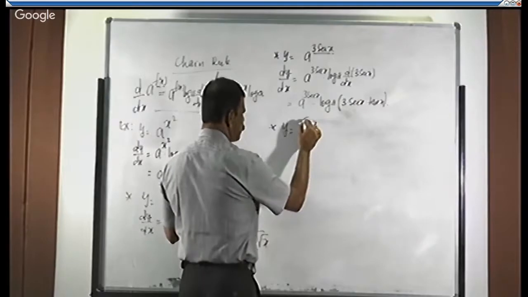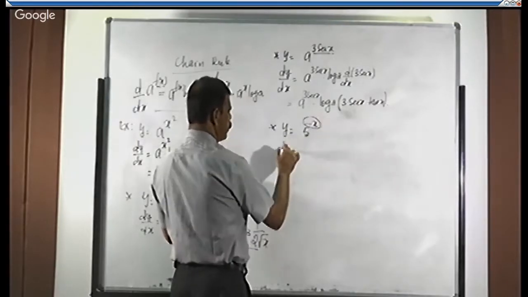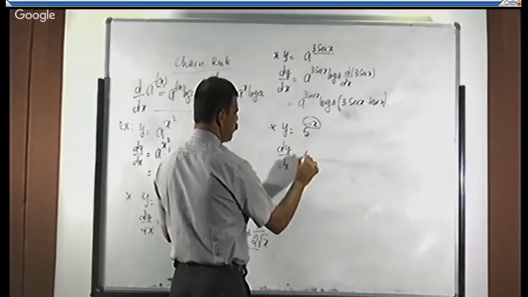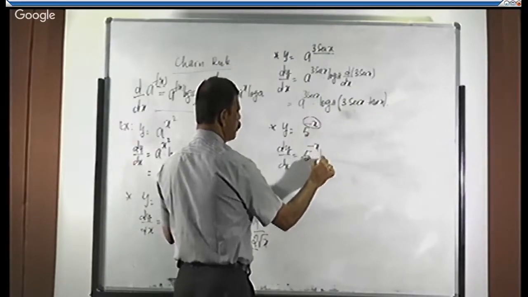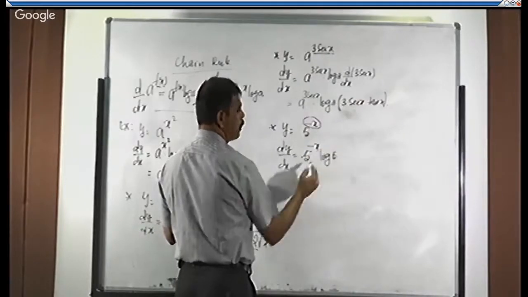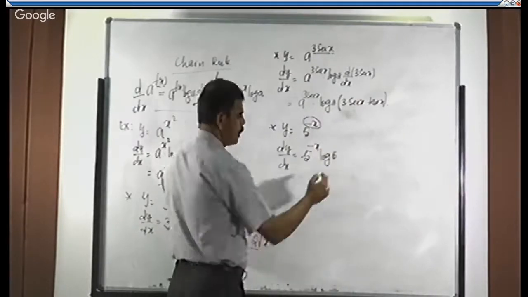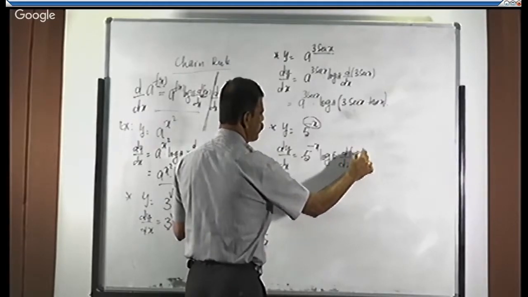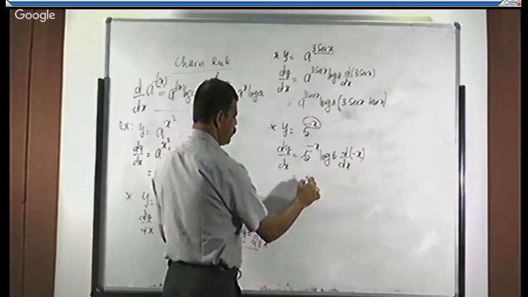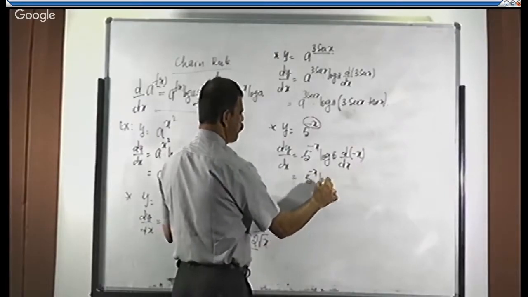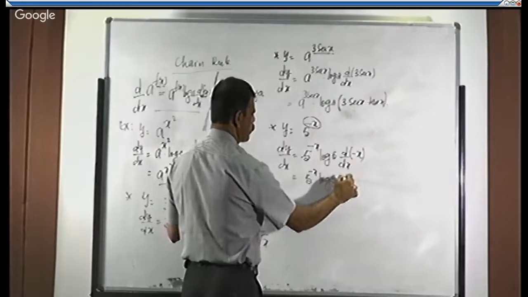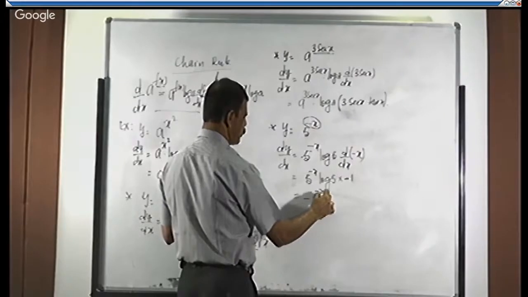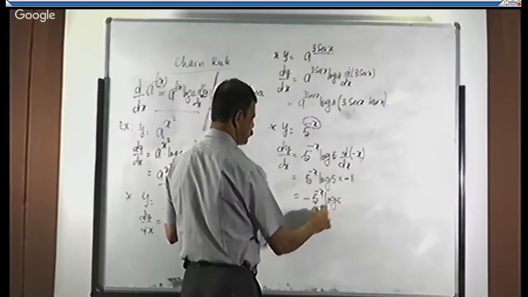Y is equal to 5 to the power of minus x, in which minus x is the function. So dy by dx is what? 5 to the power of function into log of 5. In place of a, we have 5, into d by dx of function, which is minus x, right? 5 to the power of minus x log 5 into differentiation of minus x, which is minus 1. So finally it is minus of 5 to the power of minus x into log 5.